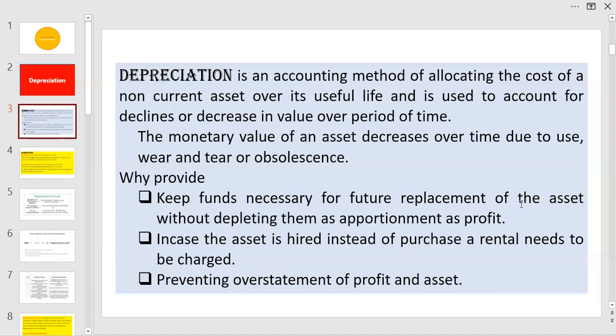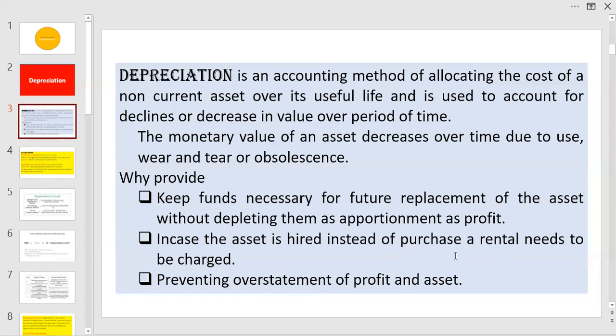Next, if the asset is not purchased, it may have to be leased out. The lease rental will be a charge on the account, so depreciation will replace the charge. Depreciation prevents overstatement of profit, thereby reflecting the fair position of financial results.